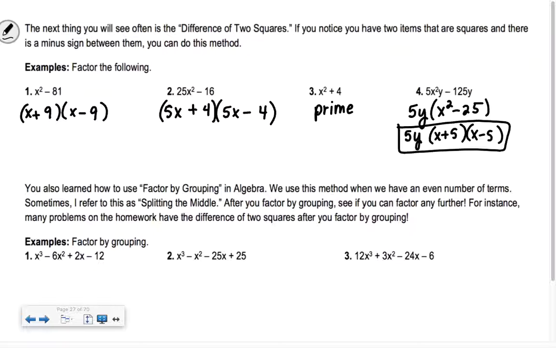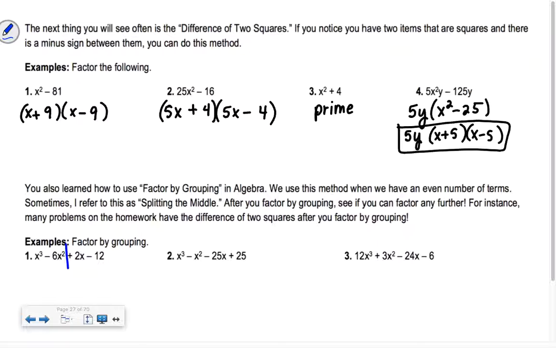All right, so there's another method that you guys learned in Algebra 1, but it's been a while, and it's called factor by grouping. Okay, so sometimes you guys have four terms. You guys see how this first example, we have x cubed minus 6x squared plus 2x plus 12. So we have four different items. Okay, so when that happens, we look to see if we can factor by grouping. Sometimes I call this splitting the middle. So we're going to split it straight down the middle. And I put the line in front of the sign with the third term, with the 2x.